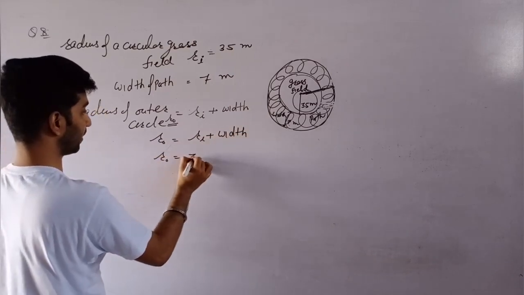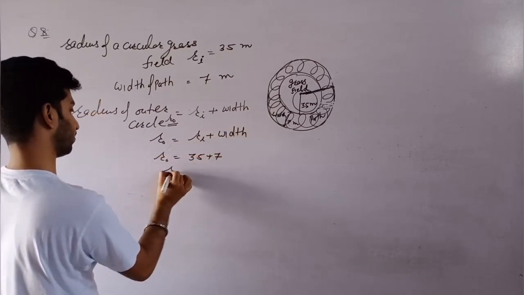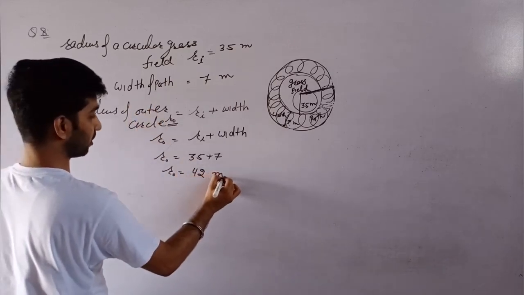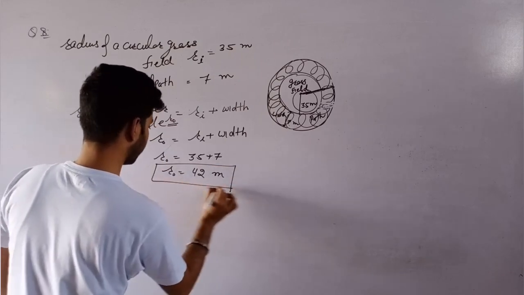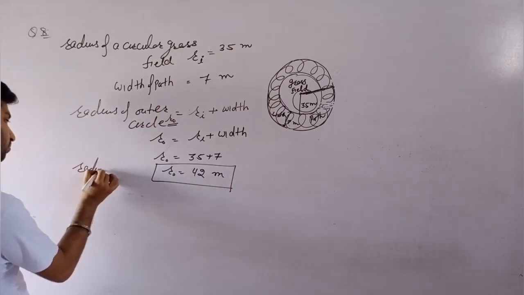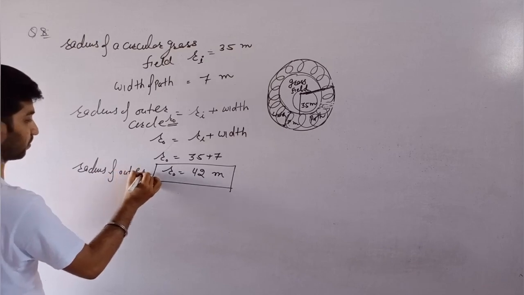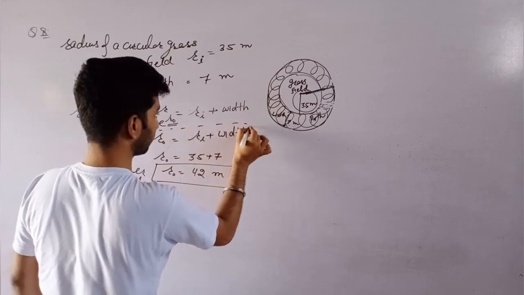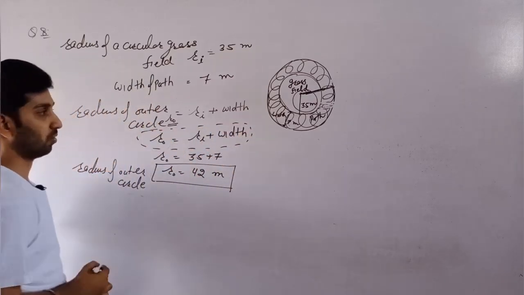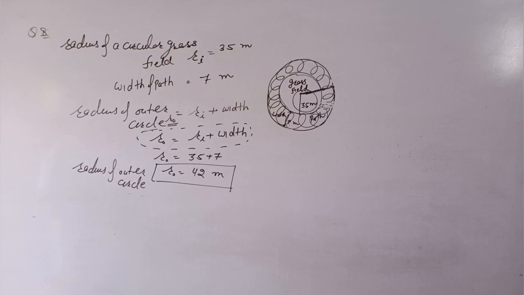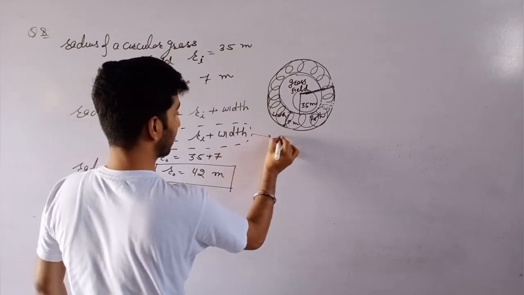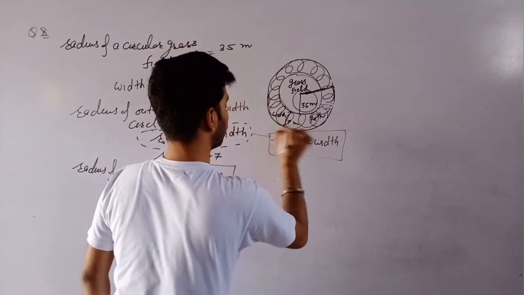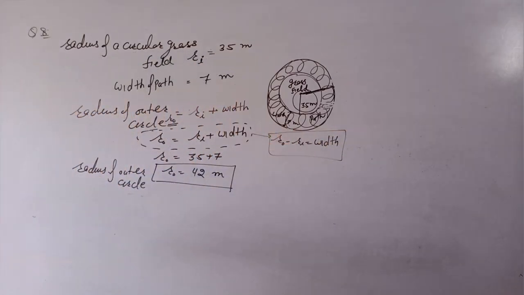तो आर आउटर की वैल्यू क्या आ गई, 35 प्लस 7। तो फर्स्ट ऑफ ऑल वी हैव फाइंड द रेडियस ऑफ आउटर सर्कल, 42 मीटर। इट इज रेडियस ऑफ आउटर सर्कल और इट इज ए इंपॉर्टेंट फॉर्मूला, R outer is equal to R inner plus width, or here we can say that R outer minus R inner is equal to width. मतलब width हमेशा क्या होती है, outer minus inner.